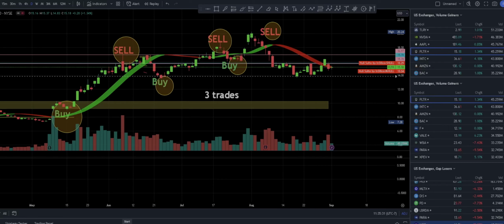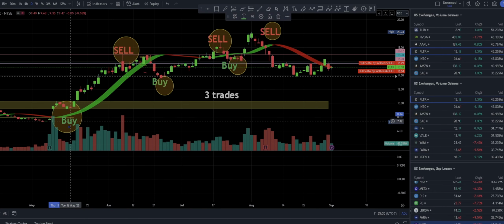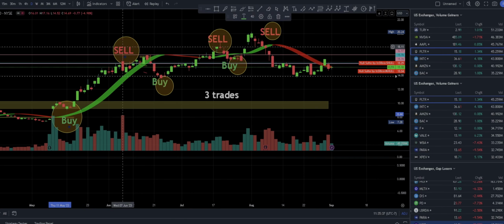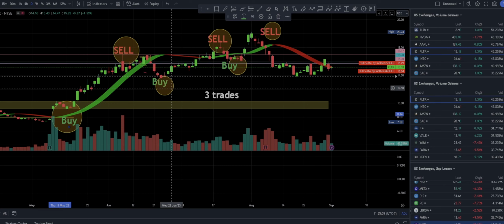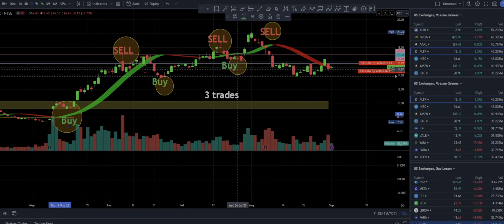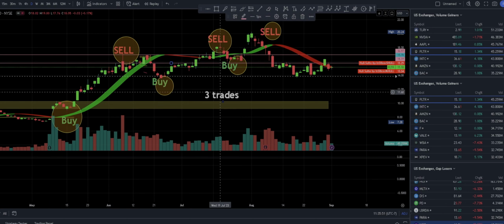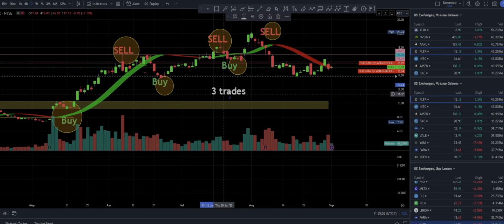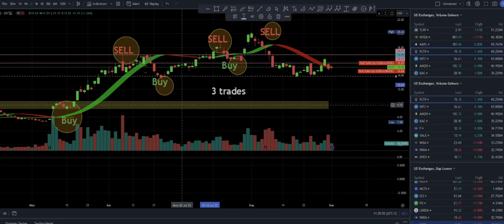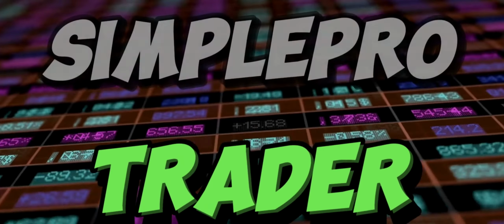Hello, every day we look at the chart and we say, wow, what a perfect chart. We bought here, we sold here, we bought here, we sold here, we bought here, and then we sold here. We did 3 trades, right? 1, 2, 3. And that's why I am going to talk about how you can do this before it happens, and let's go back to the future.